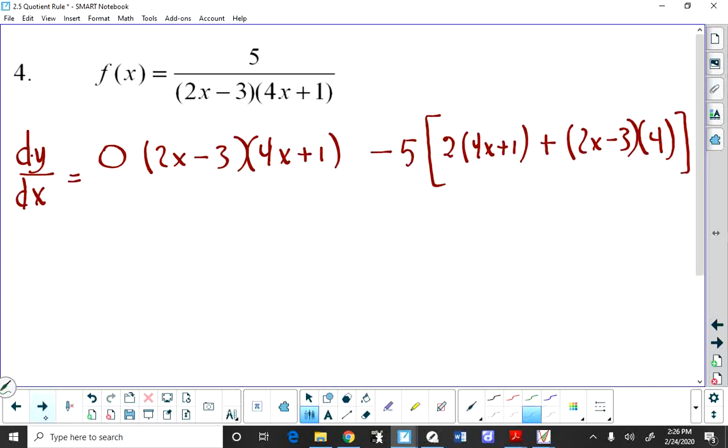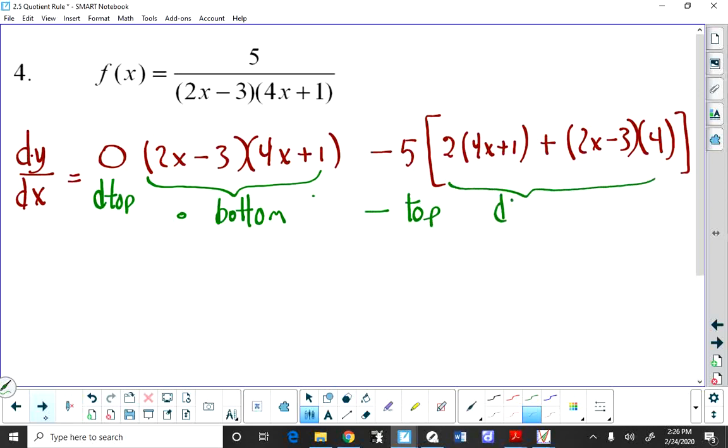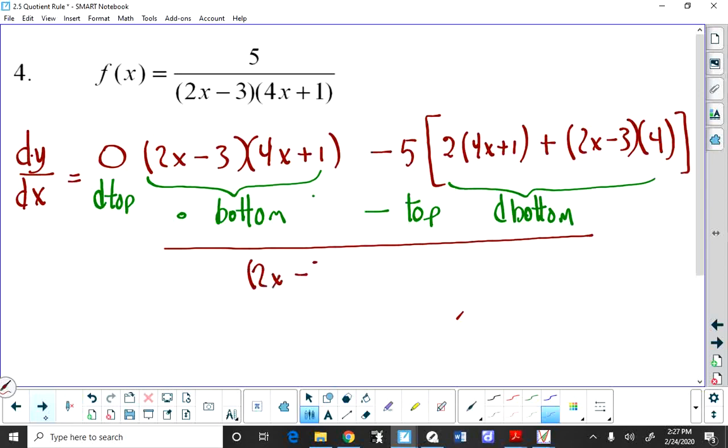So this is d top. This is bottom. Of course, then it's minus top times d bottom. But of course, it has to be over the bottom squared. And when we're squaring, a times b quantity squared, you square a and you square b.